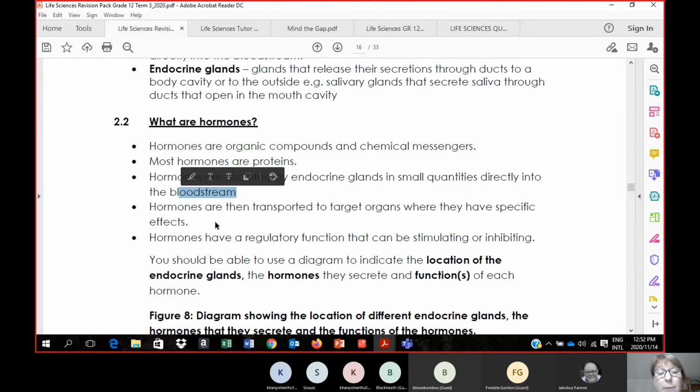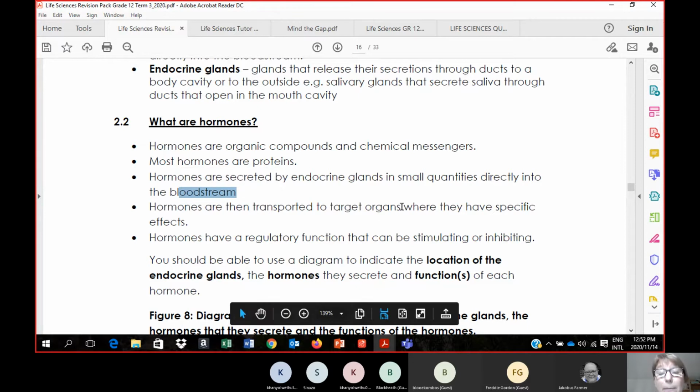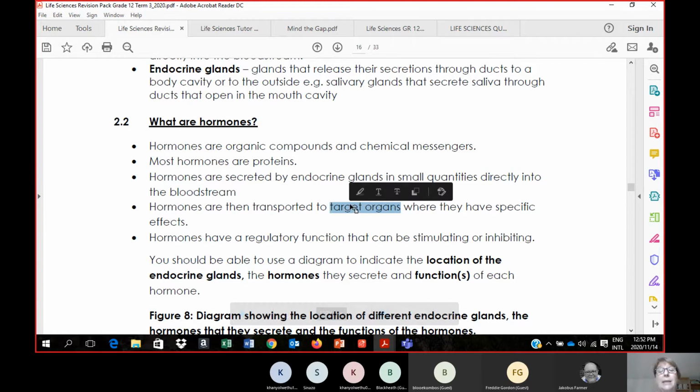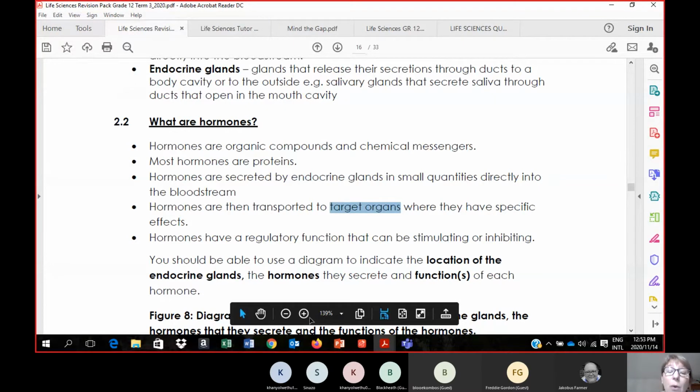And then they go to all the different parts of the body, but they only actually have an effect on the target organ, right? So if you think of something like when we did follicle stimulating hormone, when we did reproduction earlier on, the name already really tells you what it does. So obviously, although it travels all over the body, its target organ is the ovary, and especially those little primary follicles, which it brings about maturation of them to form a Graafian follicle. And then hormones have a regulatory function. They can either stimulate or inhibit.